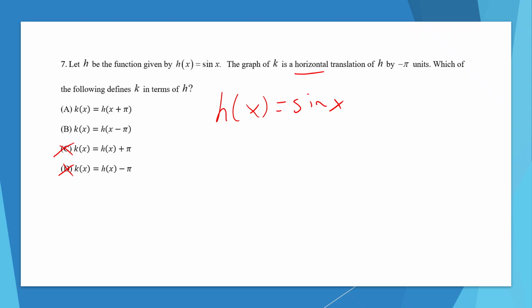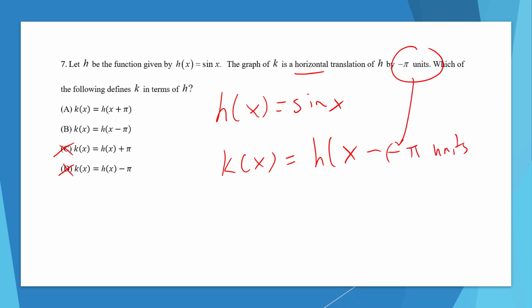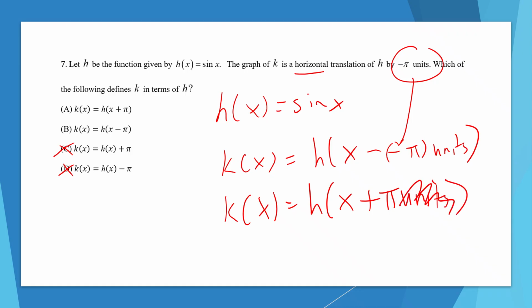And it's typically going to be k of x equals h of x, and then minus whatever translation that is there. So minus negative pi units, which is going to be k of x equals h of x plus pi units. You don't even really need the units part. So A is going to be our correct answer.